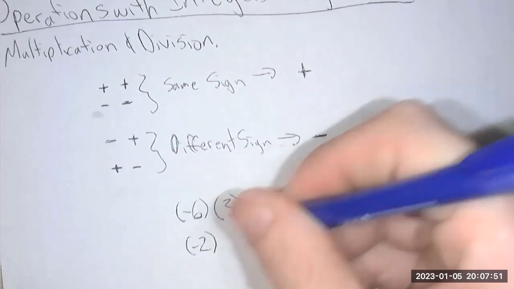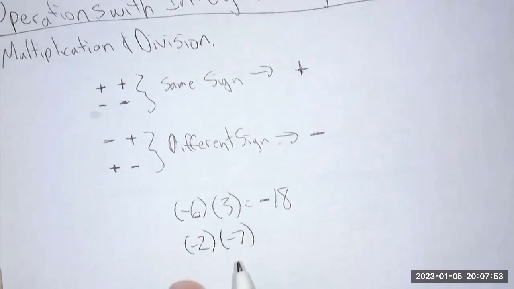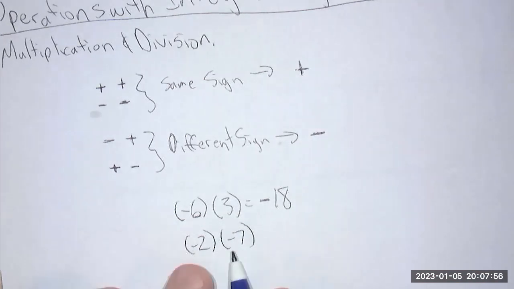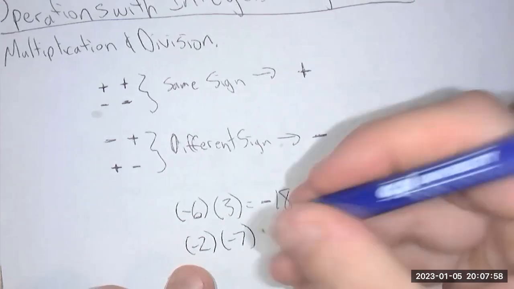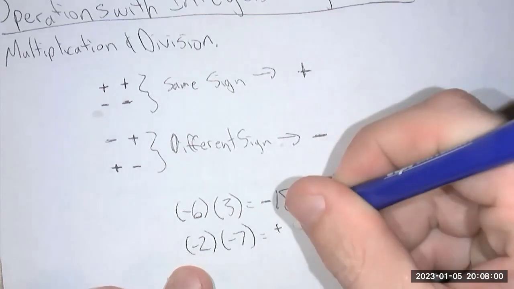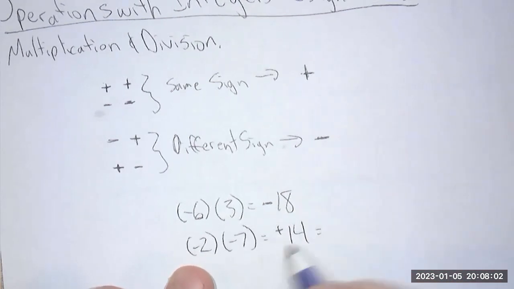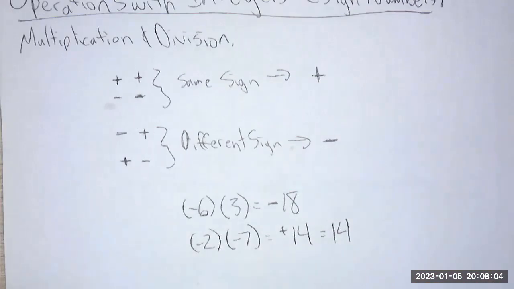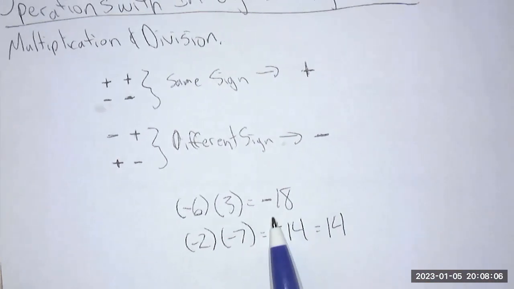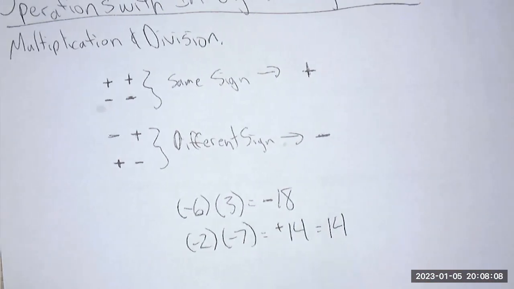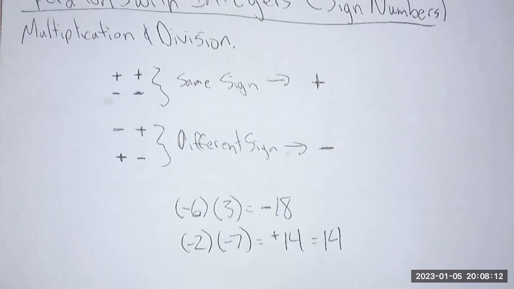If I had a -2 times a -7, again, I don't care which one's bigger. I don't care which one's first. When I have two of the same sign, negative, negative, my answer is positive 14. And again, anytime you have a positive answer, we don't write the plus. We only write the sign when it is negative. When it's positive, we just put 14. Operations: multiplying, dividing, signed numbers, integers.